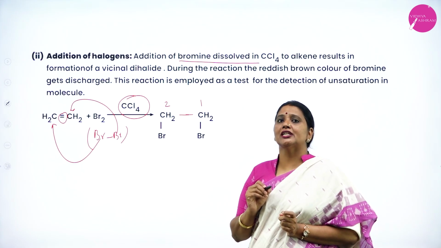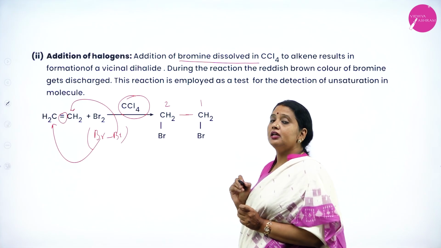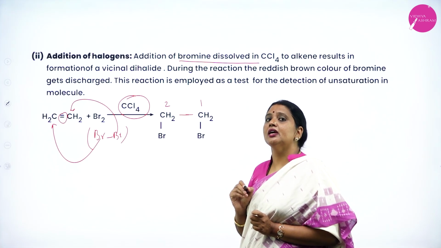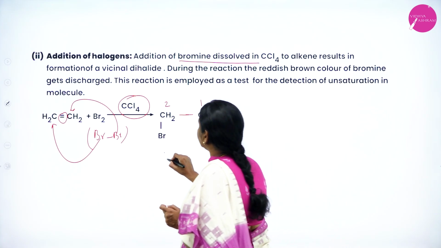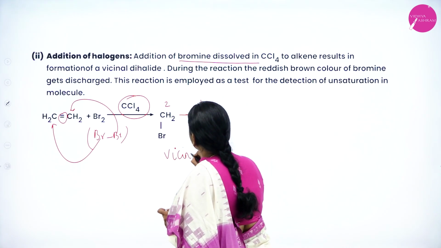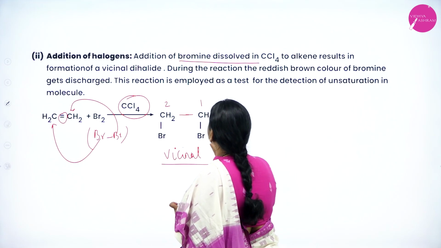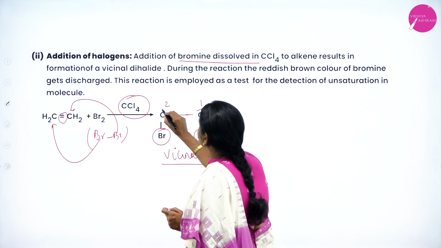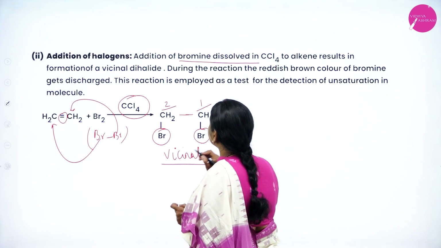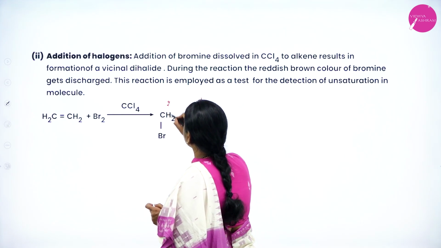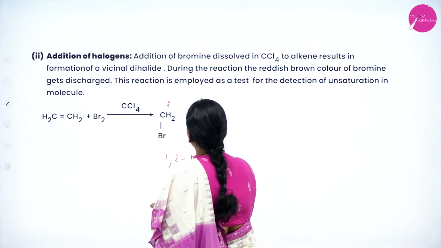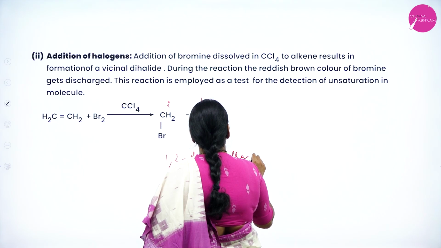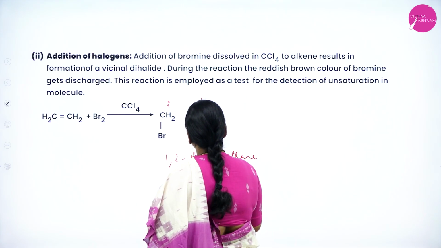If both the halogen atoms are attached to the same carbon, it is known as geminal. If both the halogen atoms are attached to adjacent carbons, it is called vicinal. Why is it called vicinal? One bromine is attached to the first carbon, and the second bromine is attached to the adjacent carbon: first carbon, second carbon, 1,2-dibromo ethane. It is called vicinal.